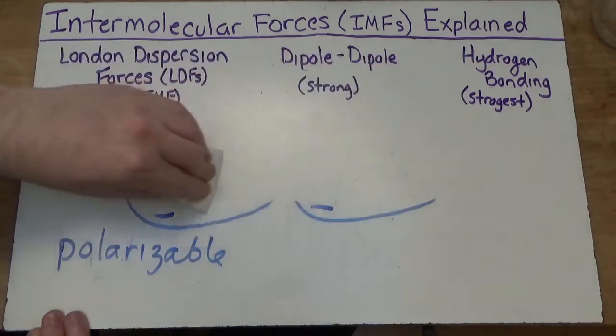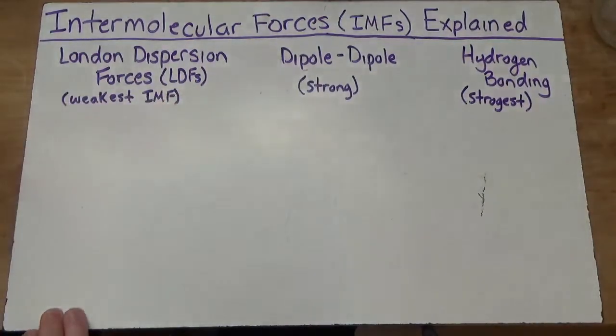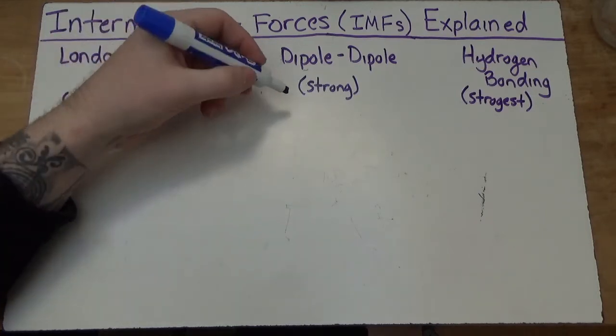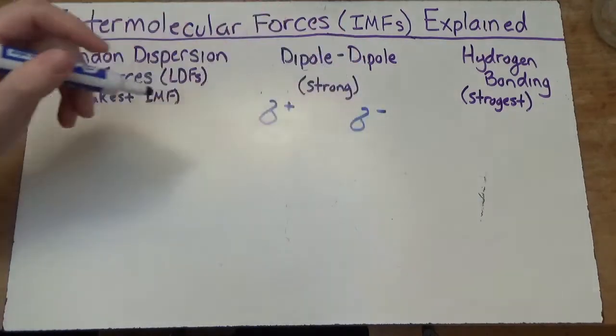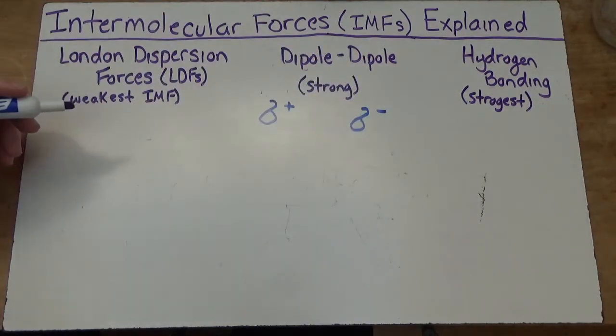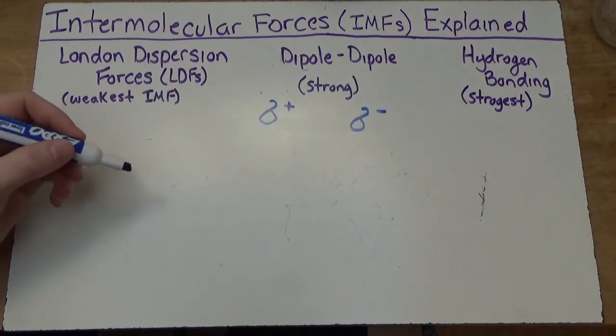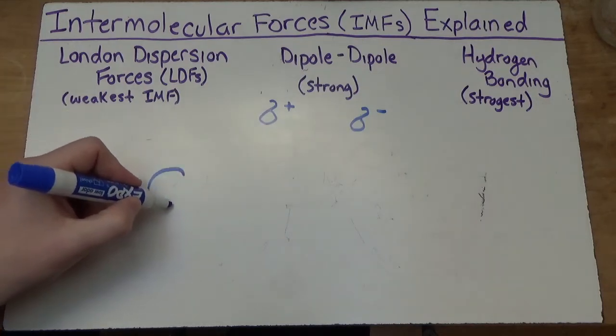Next, we have dipole-dipole interactions. Dipole-dipole interactions are the interactions between the partial positive and partial negative on permanently charged atoms. Right? So for an example, or a permanent dipole.